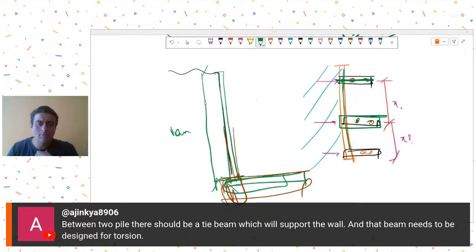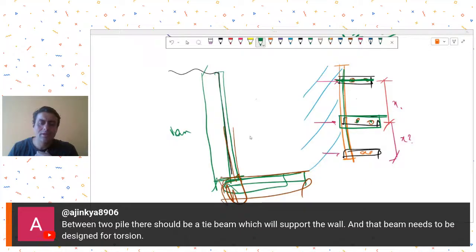Mr. Ajinkya is providing some input: between two piles there should be a tie beam which will support the wall, and that beam needs to be designed for torsion. Now, why does it need to be designed for torsion? You don't need to design the beam for torsion. This beam, the orange beam, if you are providing, oh, you are saying the twisting due to the overturning. That's what you are saying.